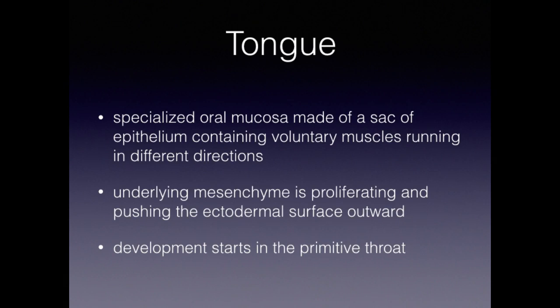It grows straight up in the oral cavity of the stomodeum during development, and that's how it gets its name, the dorsal surface of the tongue, which means back, because the top of the tongue is pointing towards the back of the stomodeum, and the ventral surface is pointing toward the front of the stomodeum initially. So ventral means front in Latin, and dorsal means back. And this all starts in the primitive throat.